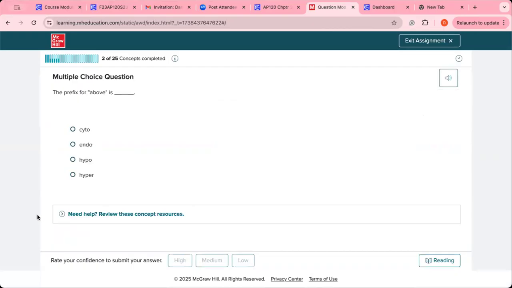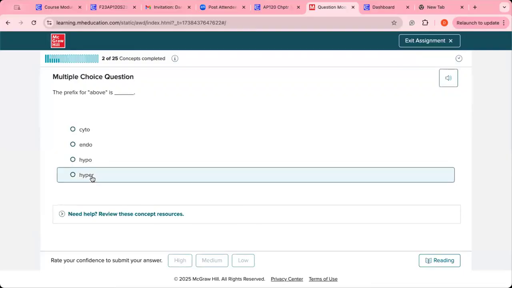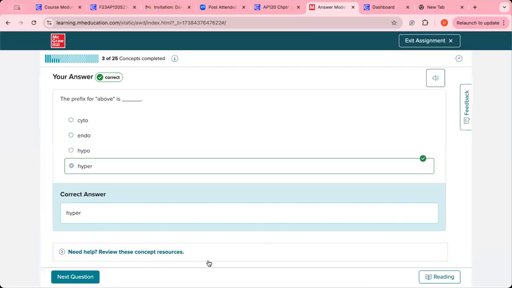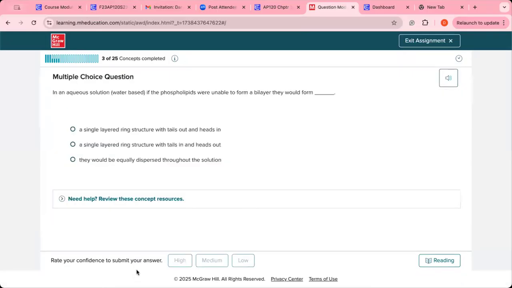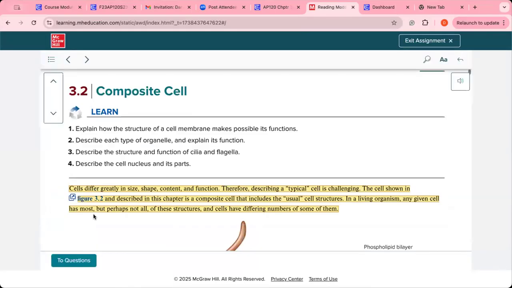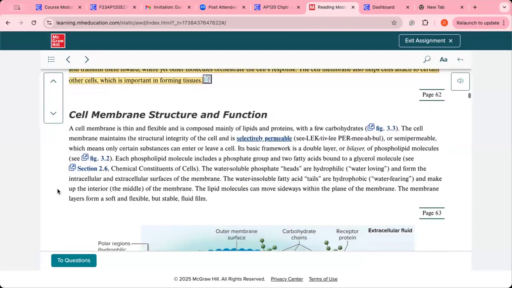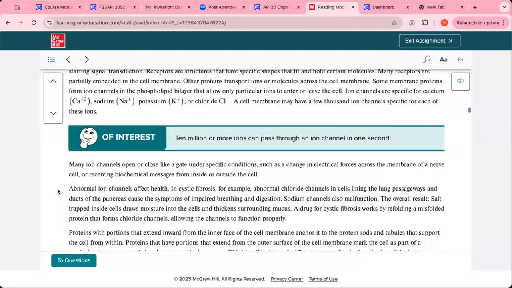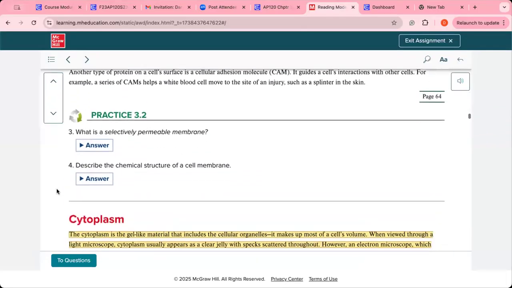Okay, the prefix for above is hyper. Hyper, correct? Good. In an aqueous water-based solution, if the phospholipids were unable to form a bilayer, they would form what? Okay. We haven't read about this yet. Okay, so we need to talk about if they were unable to form a bilayer.